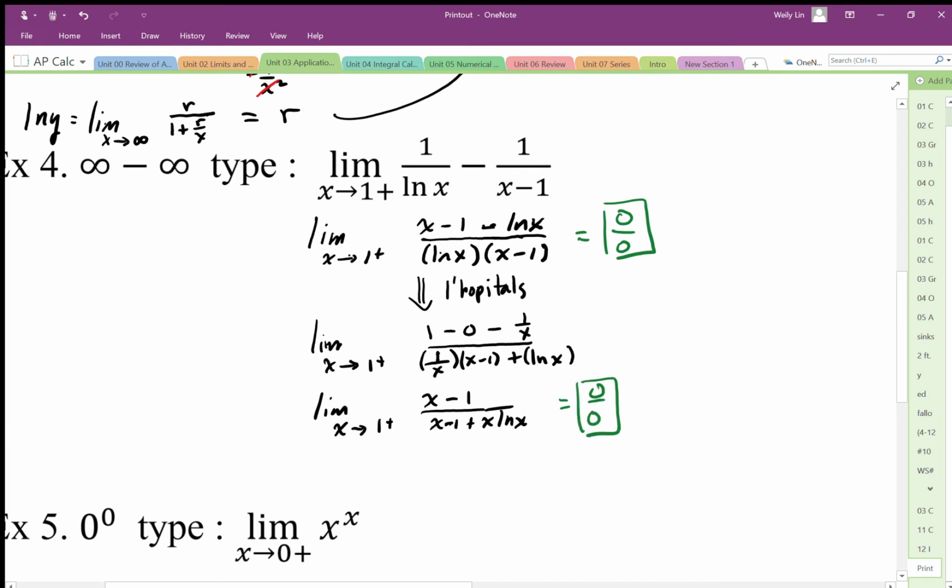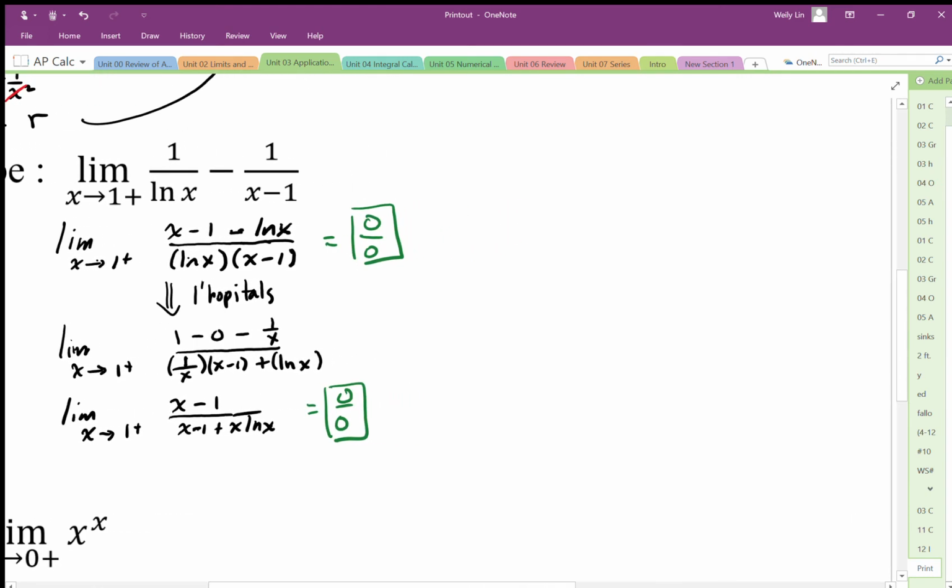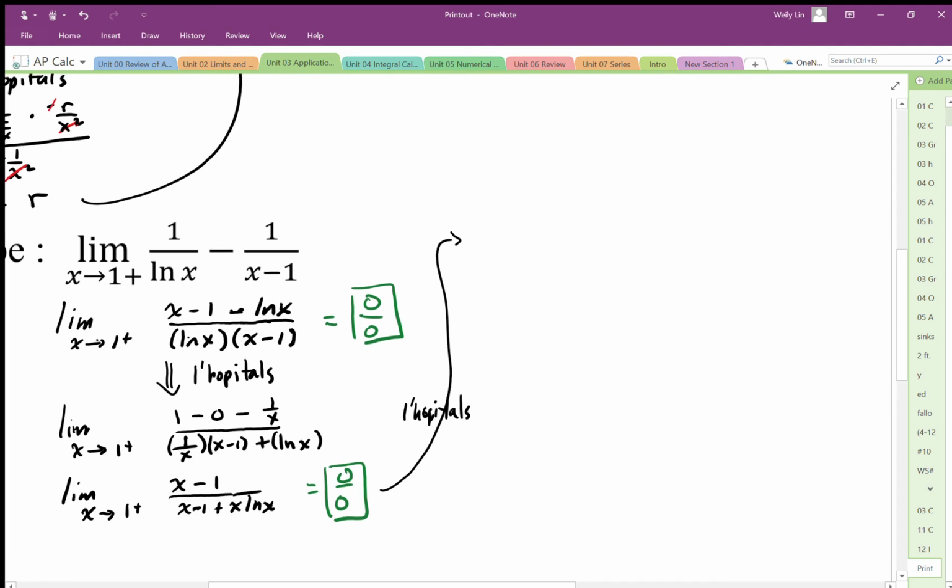Well, that's a bit of a bummer, but really it's not bad because I can actually reapply L'Hopital's again. I have the condition again to do L'Hopital's, and I can just repeatedly do L'Hopital's. So that's what I'm going to do here. I'm going to apply L'Hopital's, and I'm going to differentiate this again. So I'm going to end up with a limit as x goes to 1 from the positive side.